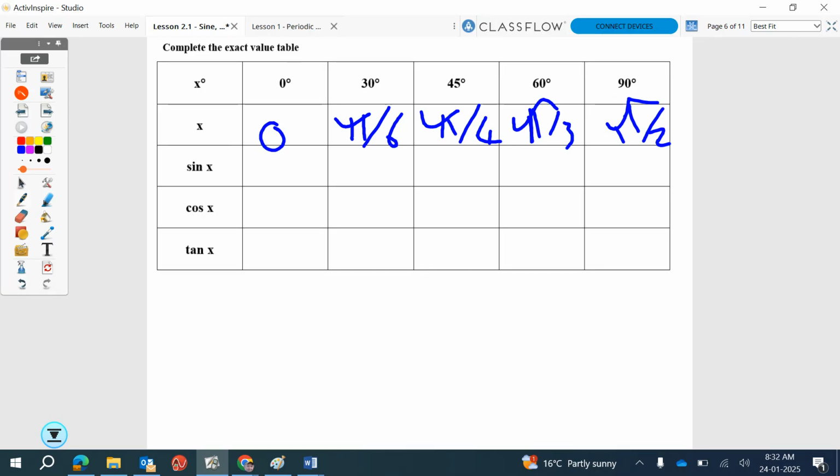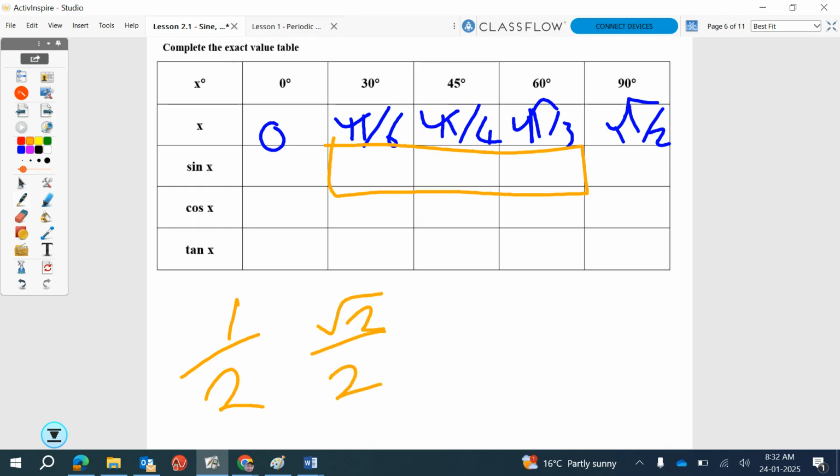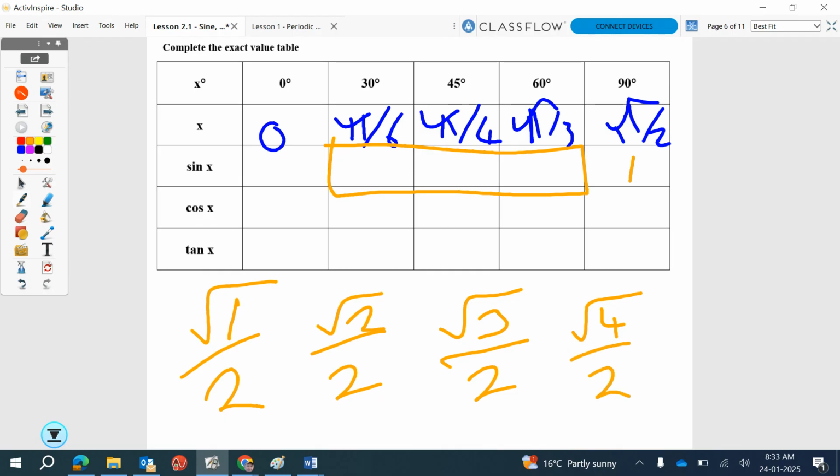For the sine, for all of the other values, you only need to memorize these 3. Get used to memorizing these 3. It's going to be just a half, root 2 over 2, root 3 over 2. In fact, there's a pattern to that. Look, root 1 over 2, root 2 over 2, root 3 over 2. In fact, 90, which is 1, that's root 4 over 2, if you really want to.